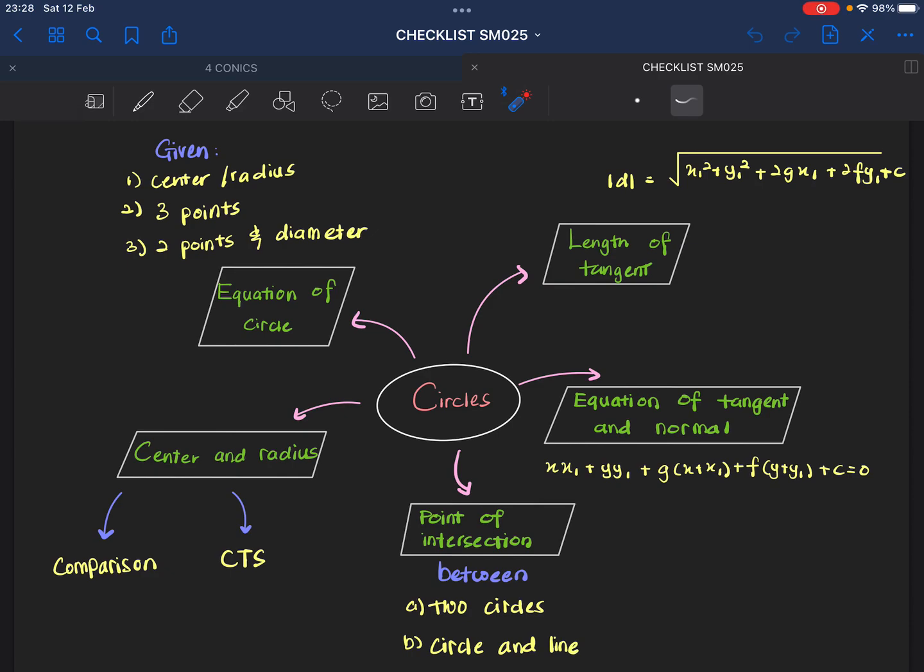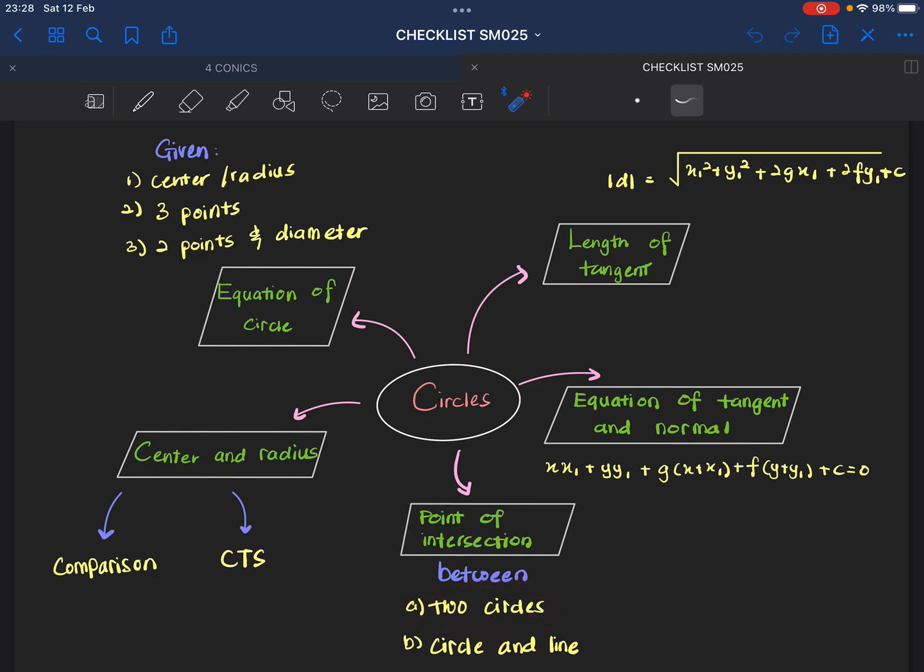So for this video, we are going to continue with circles. You have already seen how to find the equation of circles given all these three things, and you know how to find the center and radius by using comparison or the completing the square method. So for this video, we are going to find the point of intersection between two circles and also between a circle and a line. So for this video, we are going to cover this part.